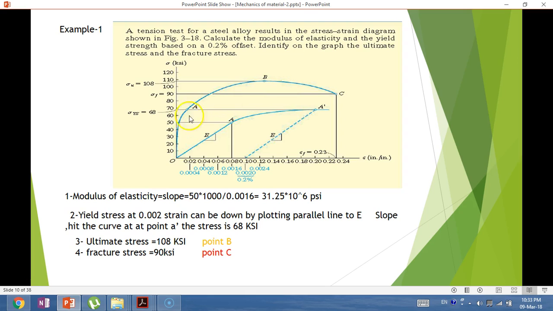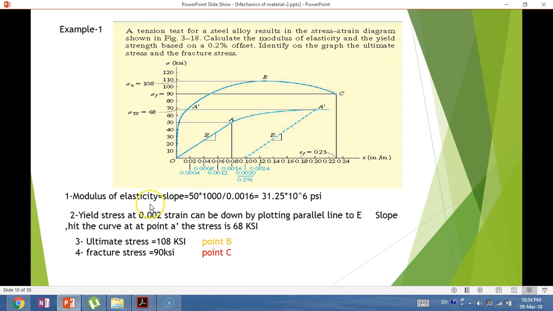Here the curve is drawn, representing 0, A', B and C, and it is taken from point 0 to A and magnified together with A'. For the modulus of elasticity, or Young's modulus, the slope of this line is equal to the vertical ordinate divided by the horizontal ordinate. The ordinate of A is 50 ksi, this is the stress and this is the strain, and the horizontal distance until point A is equal to 0.0016.